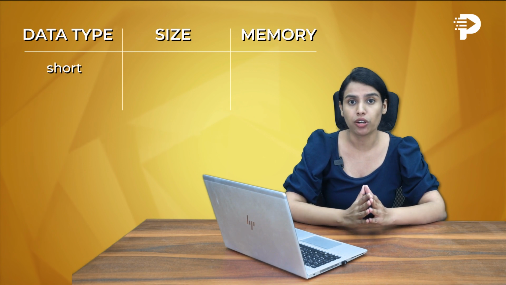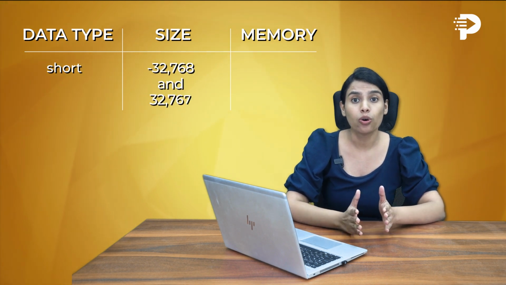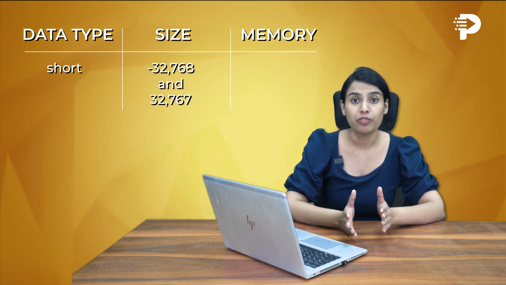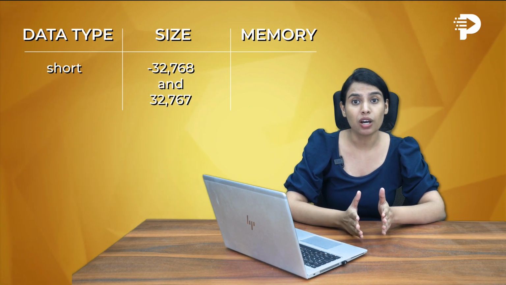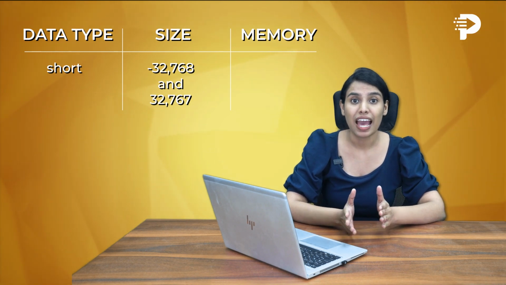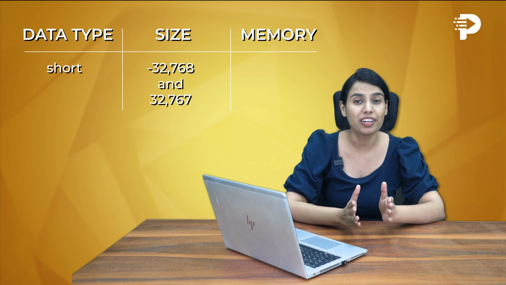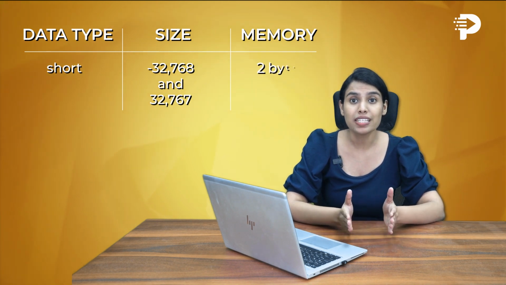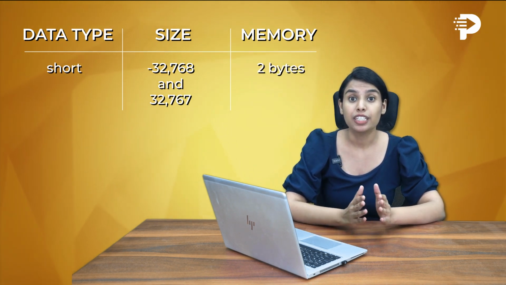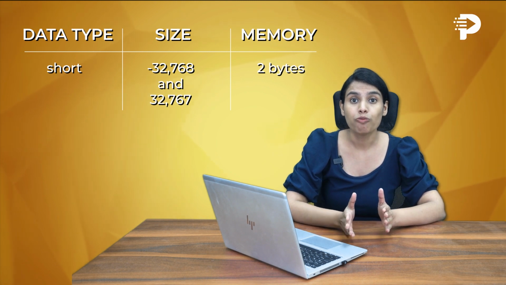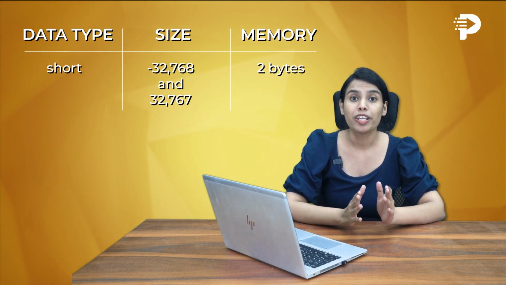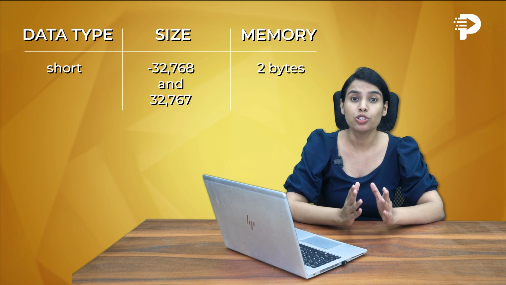Next, we have short. A short can hold a whole number between -32,768 and 32,767. It's twice as big as a byte. It uses 2 bytes of memory and is used when a byte is not large enough to hold the value.